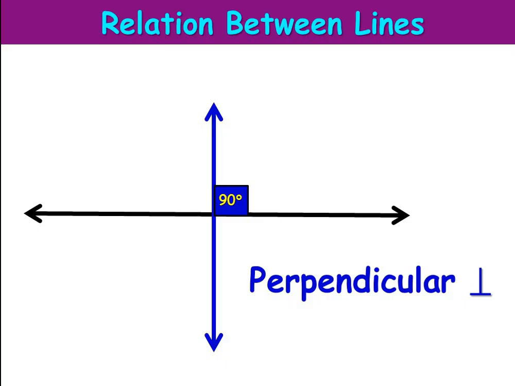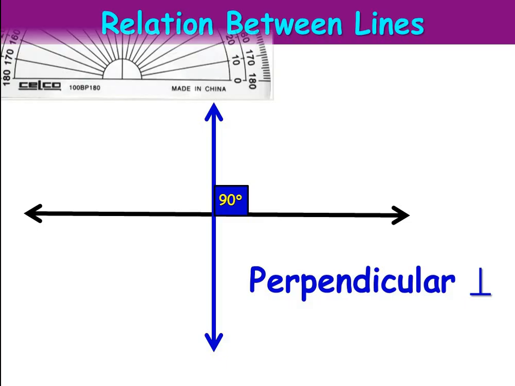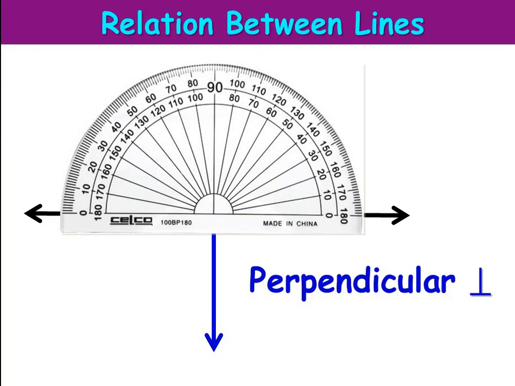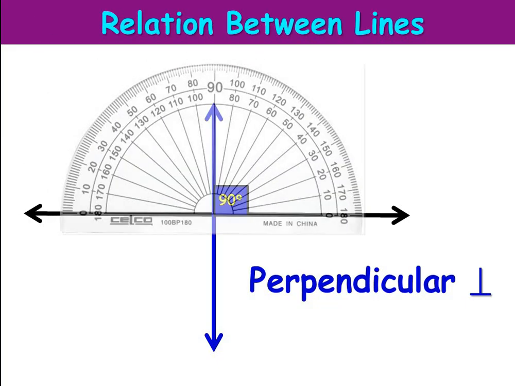Okay, what's the difference between perpendicular and intersecting? Perpendicular is also considered to be intersecting because they are intersecting at a point. But the idea is that they form here a right angle. They form a 90-degree angle. While if we see the case of intersecting, the angles were not right. So if you hold the protractor and try to measure this angle, it will measure 90 degrees.